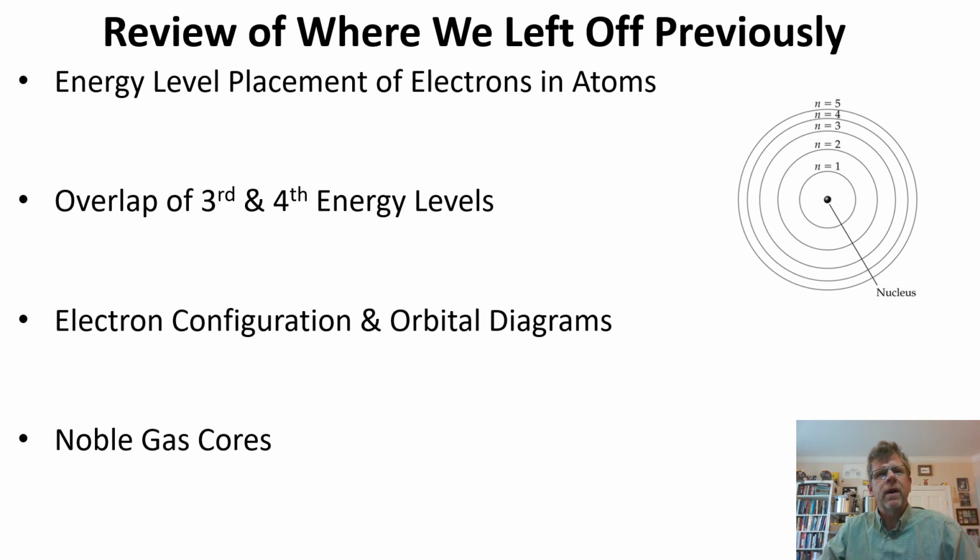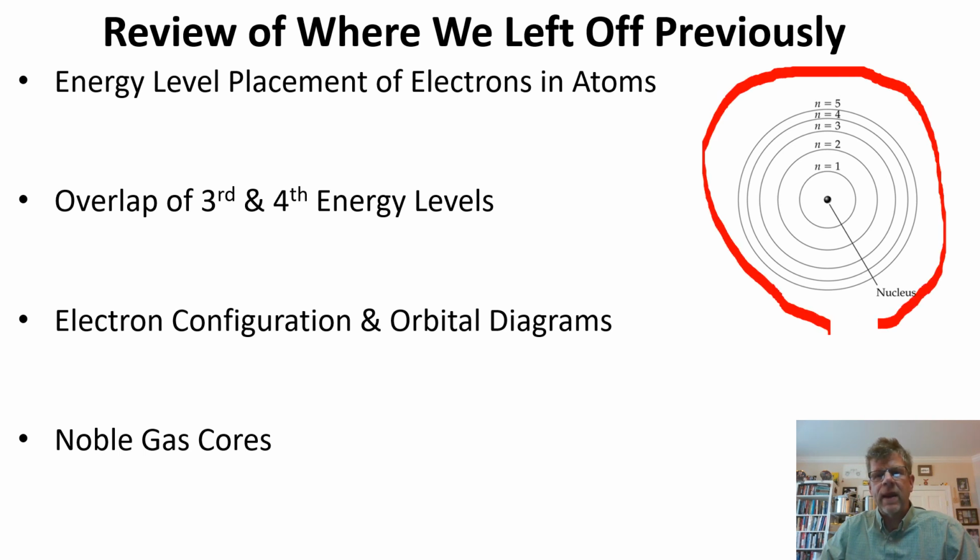Okay, everyone, let's pick up where we left off last time, a review of where we were in talking about electrons, this fourth unit of study. We had begun with the idea that electrons placed around the nucleus of an atom are arranged in energy levels. And these energy levels radiate out with regards to distance from the nucleus of the atom.